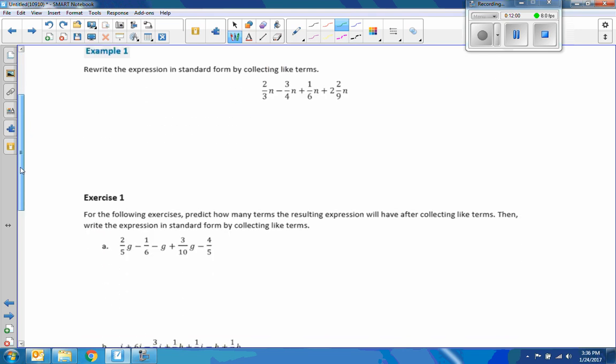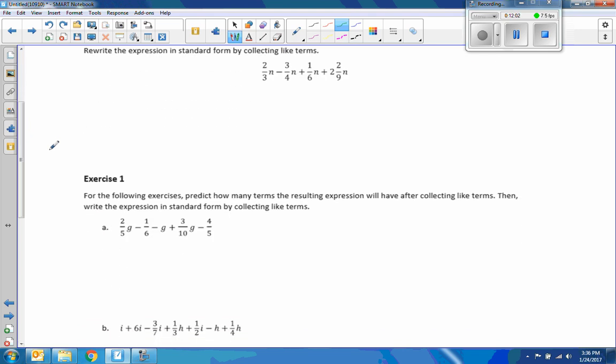Okay. Rewrite the expression in standard form by collecting like terms. 2/3 n minus 3/4 n plus 1/6 n plus 2/9 n. Every variable is the same, so we can combine all of these down to one. The only concern I have is subtracting. So the first thing I'm going to do is convert these to common denominators, least common denominator.